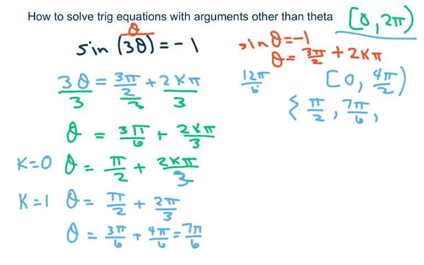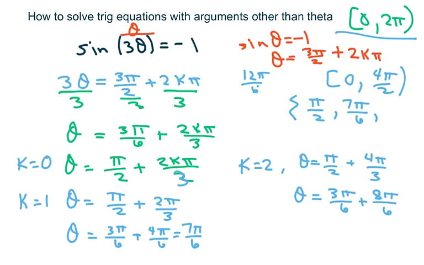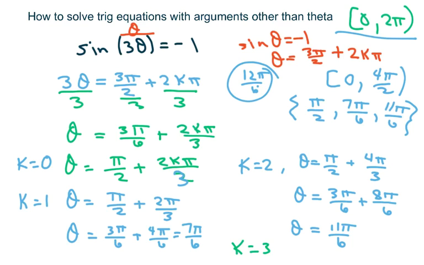Now, I'm going to let k equal 2. See if I can get another one in here. If I let k equal 2, I get my angle equals pi over 2 plus 4 pi over 3. And that's going to give me, with common denominators, 3 pi over 6 plus 8 pi over 6. And so that would give me 11 pi over 6, which is still less than 12 pi over 6. And you can note that if I let k equal 3, it's going to be too big, because 11 pi over 6 is really close to 12 pi over 6. So that's what you do. We want to go from 0 to 2 pi, and you're just doing the rotations.